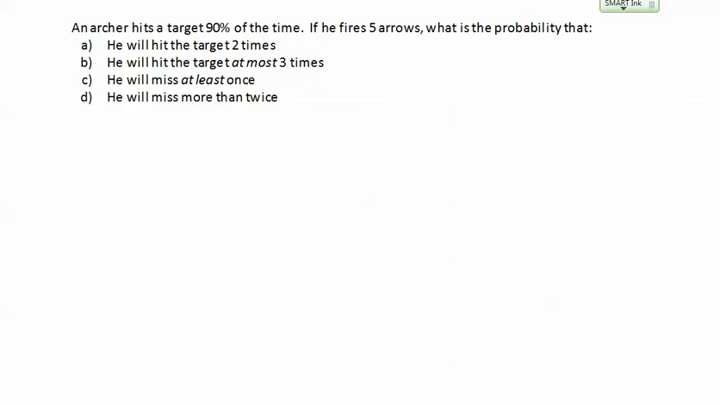All right, here we go. This is not a problem from your book, but I'm going to do it anyway just because I think it's a good problem to do. And it's a good introduction problem to the idea of probabilities without having to write out the whole binomial expansion. So here we go. We've got an archer who hits the target 90% of the time. If he fires 5 arrows, what is the probability that he will do each of these things?